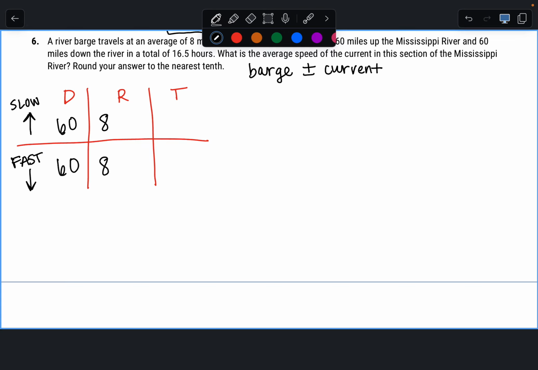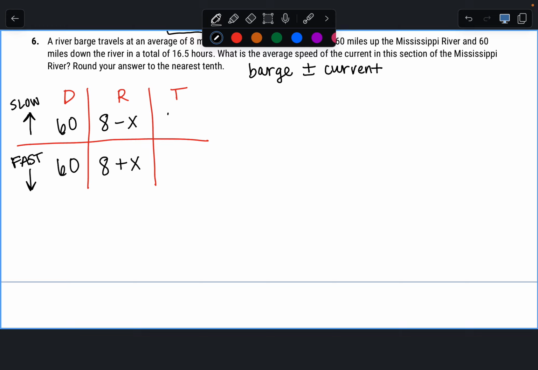Now, when it's going upriver, it's being slowed down because it's going against the current. So I'm going to subtract x. And then when it's going downriver, it's going faster. So I'm going to add that current speed to it. Now, normally, in the addition part, the order does not matter. But if you set this up and you have x minus 8 instead of 8 minus x, it is going to mess up your answer. So anytime you are given the speed of the object first, make sure that you are plugging it in with the object speed and then everything extra after that.